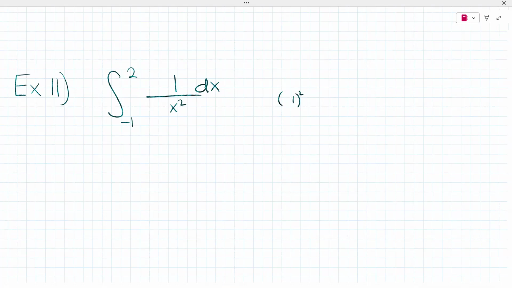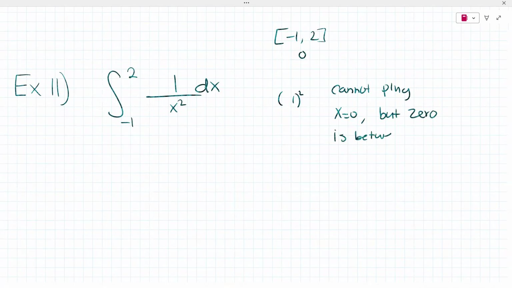Oh wait, that's fine. What makes it undefined is when you plug in x equals 0, so you cannot plug in x equals 0. But look at your boundaries. Our boundary is from -1 to 2, so 0 is between -1 and 2, right? So we have some kind of discontinuity. You cannot plug in x equals 0, but 0 is between the interval -1 to 2.